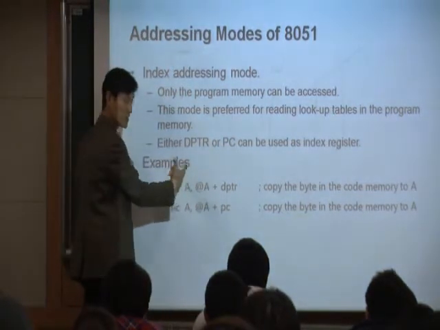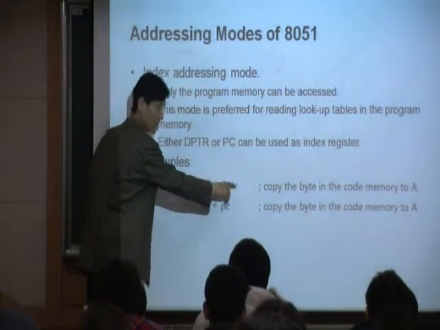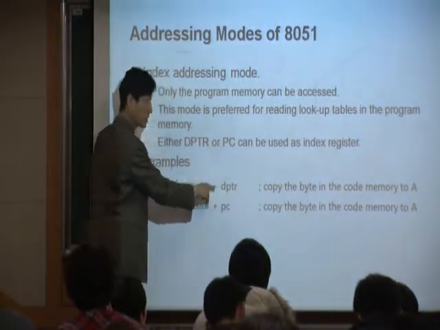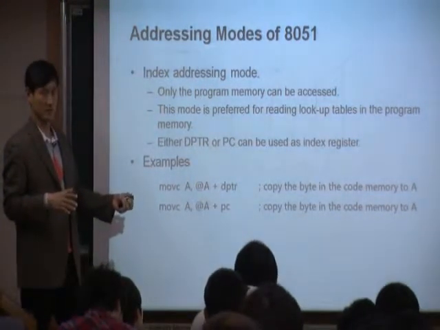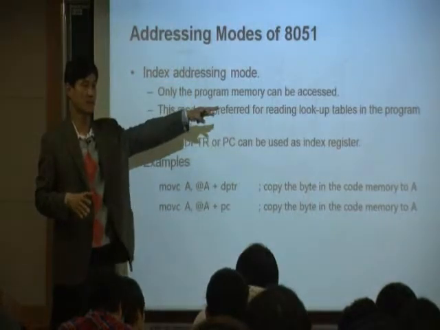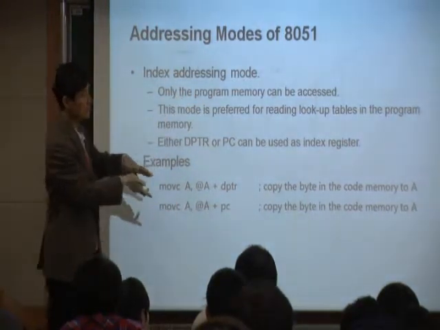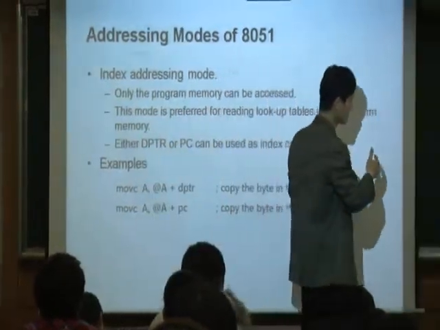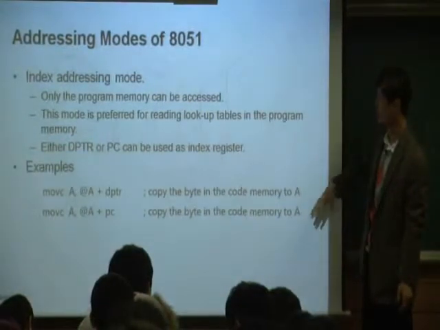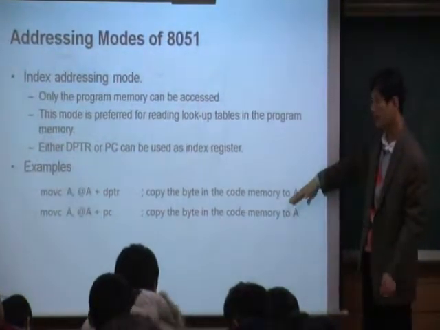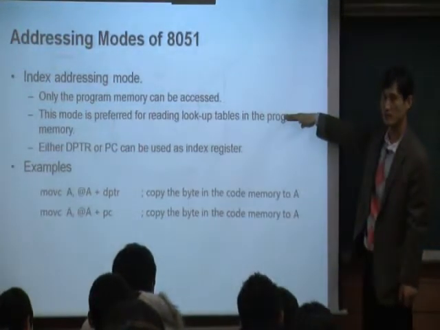If you use this kind of addressing, you have a data pointer. The data pointer is the address. This one has the address, but this is the base address of your code. So let's say this is a memory, code memory, and your code is from here to here. Then for the data pointer, you set it to this base address.